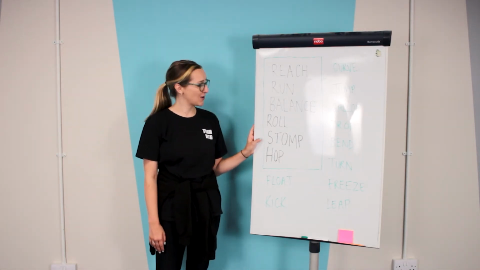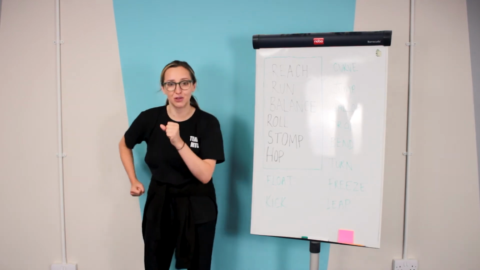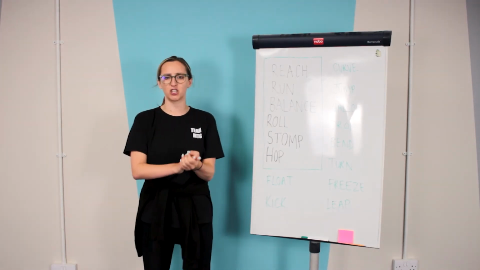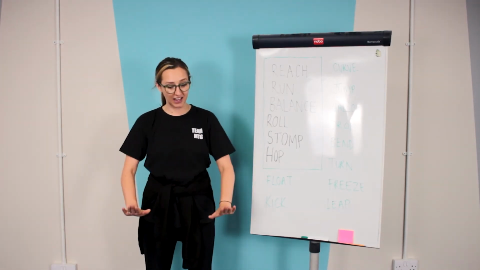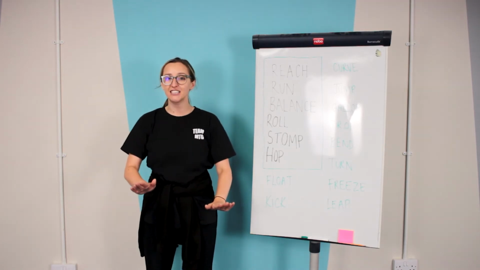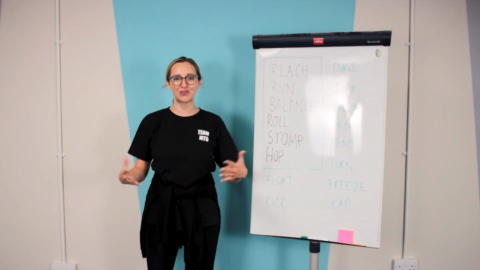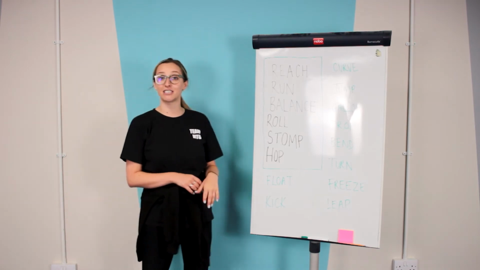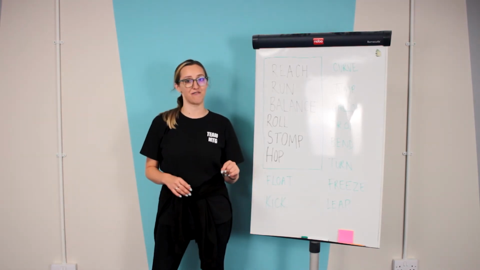Stomp. Again, quite self-explanatory. Maybe this is something you want to do with your feet. Maybe this is something you want to do with your hands. Maybe you could get down on the floor and stomp with your hands, stomp with your elbows. Think about all the different ways in which you can stomp. And lastly today, we've got hop as one of our main words.